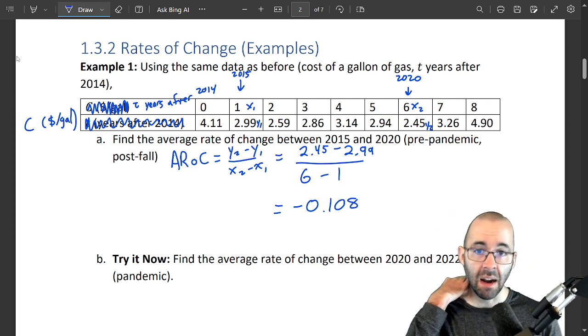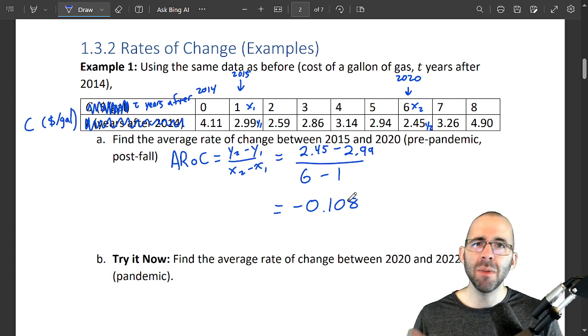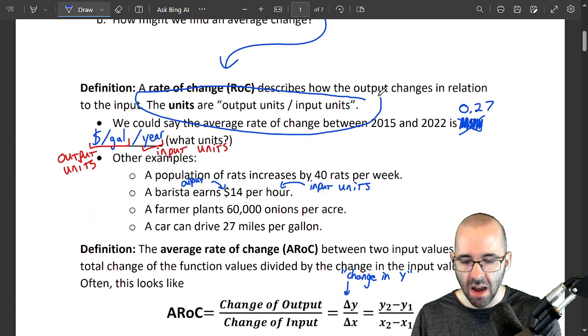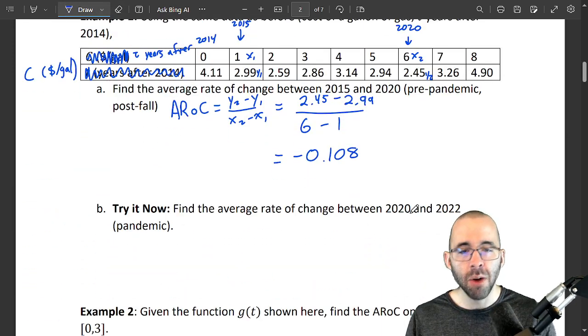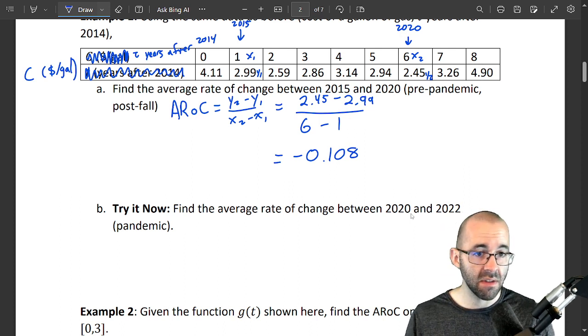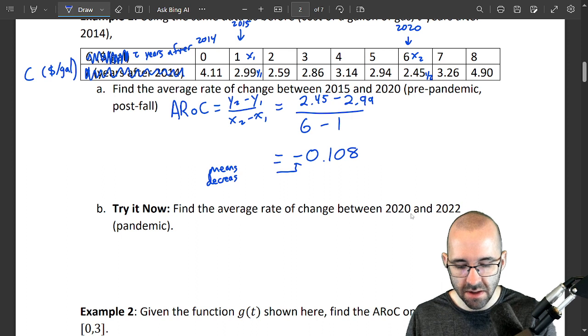So what that means, and we have to interpret our answer, anytime you have average rate of change, if you just have a number, the number doesn't mean anything. What are the units of the number? Output units divided by input units. So the output units is going to be dollars per gallon. The input units are going to be years. So dollars per gallon per year is how we answer. And it's negative. That means it decreased. Again, negative means it's decreasing, or it decreased in the past.